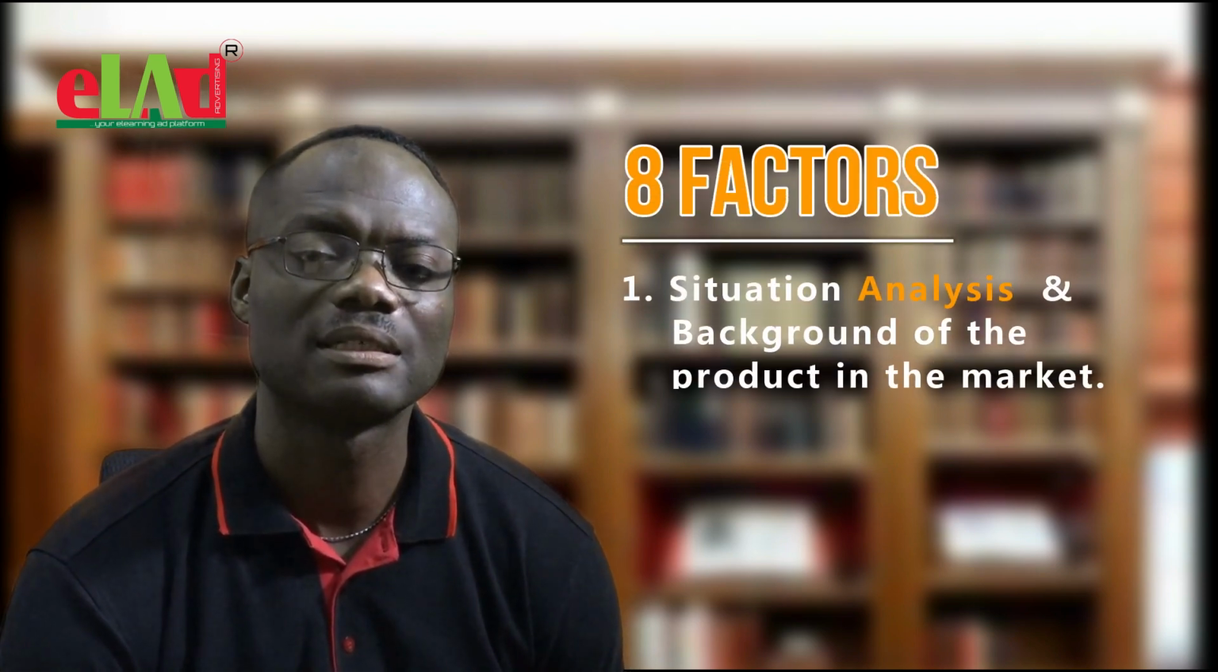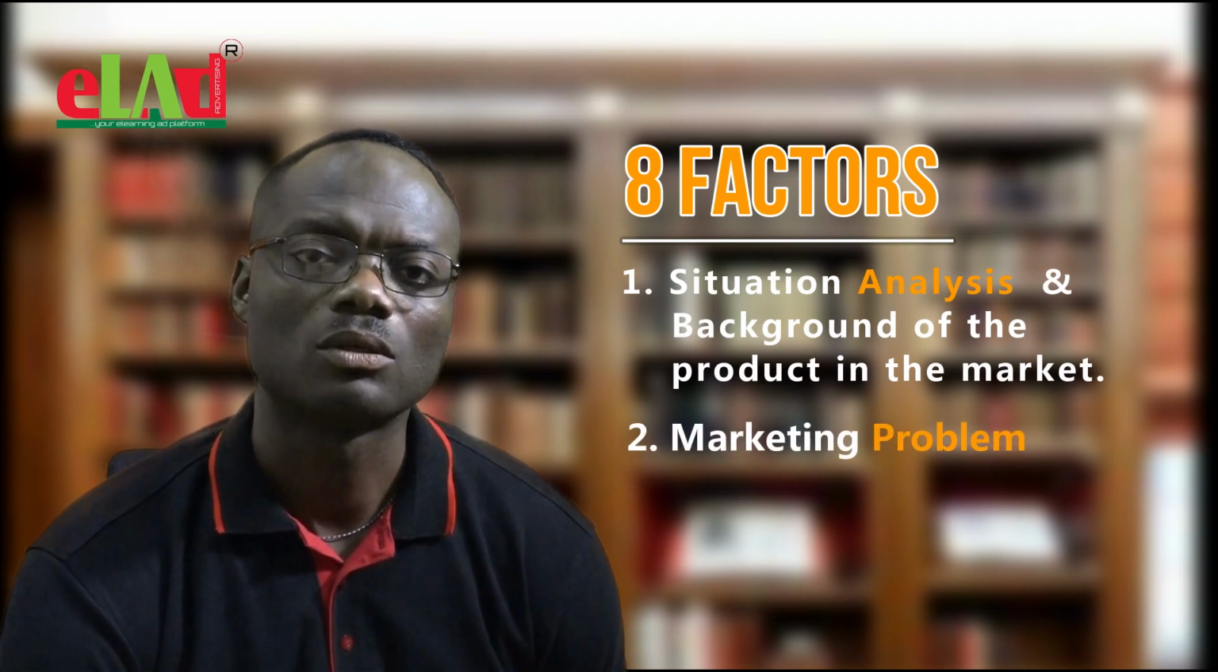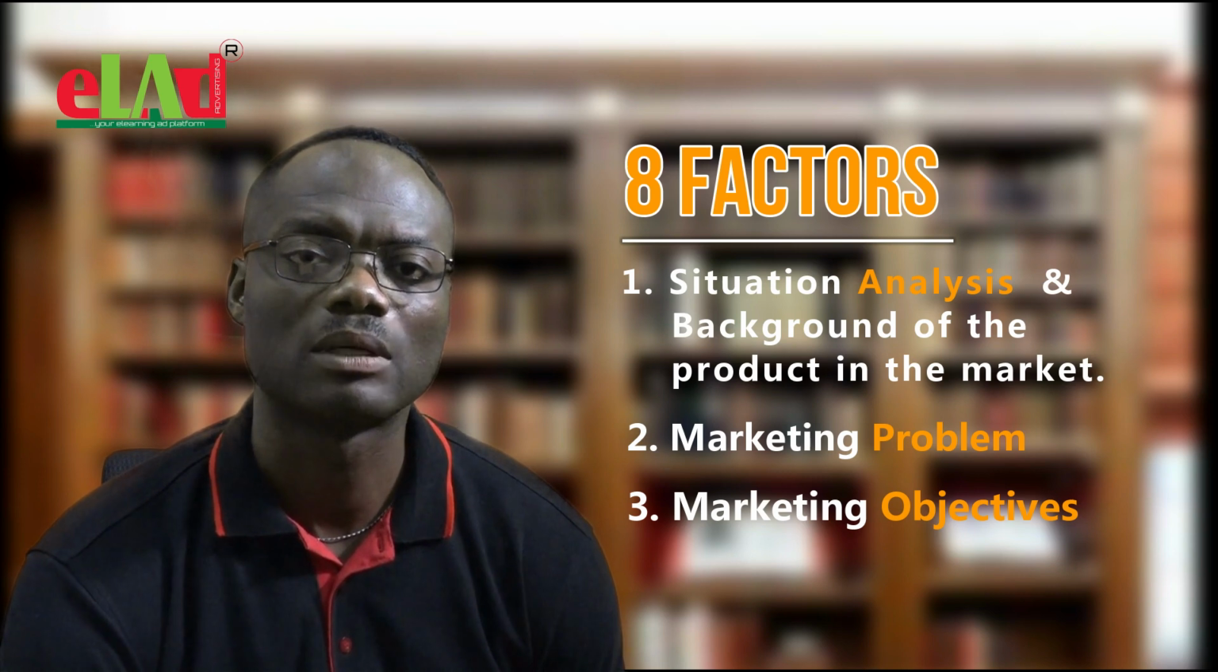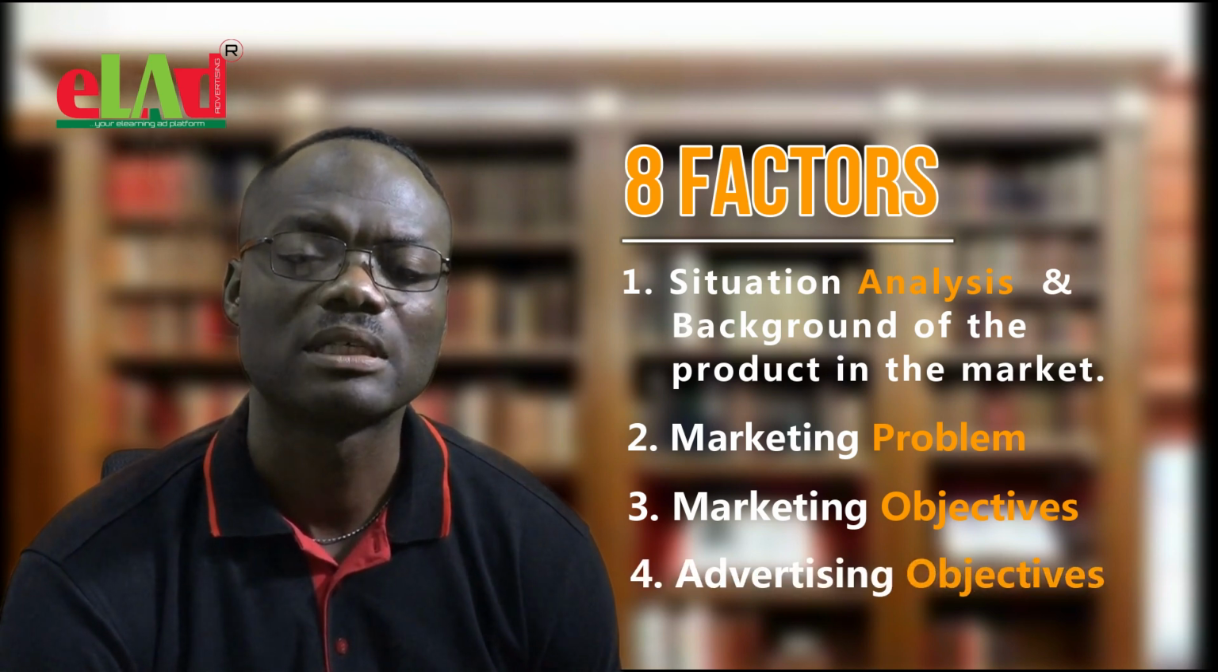So I'm just going to take you through the format, and I want to mention the items or the factors that you need to consider for the format. There are about 8 factors. The first one is situation analysis and background of the marketing situation. And then you need also the marketing problem, which is the second one. The third one is the marketing objectives. The fourth one, advertising objectives.